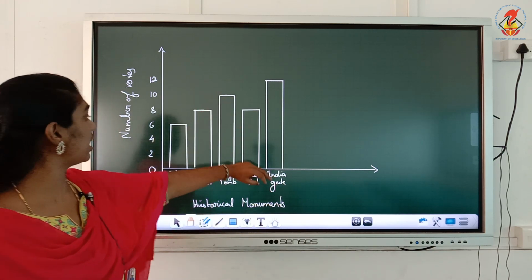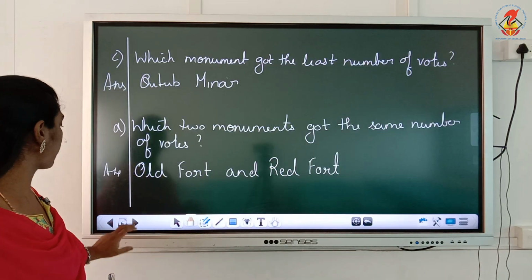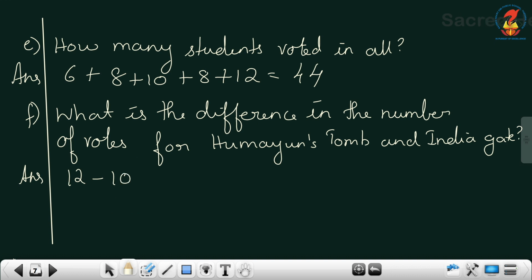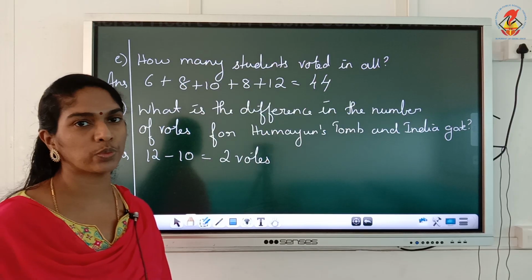Humayun's tomb is 10 and India's gate is 12. So the answer is 12 minus 10, that is equal to 2 votes. What is the difference in the number of votes for Humayun's tomb and India's gate? That is 12 minus 10, equal to 2 votes.